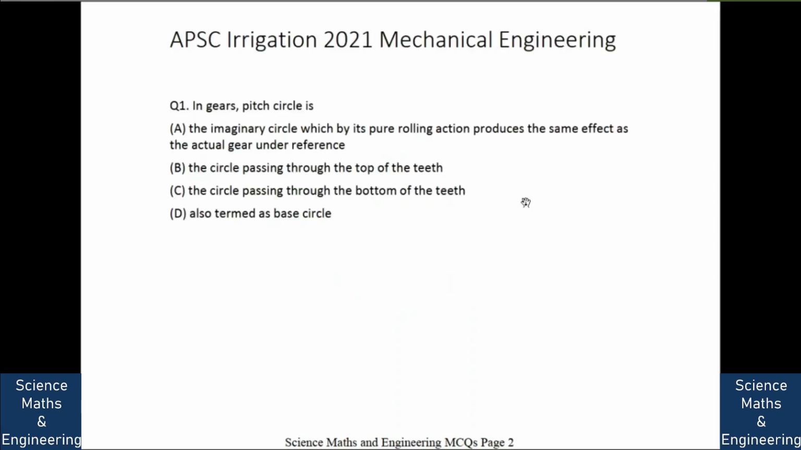In gears, pitch circle is: A. The imaginary circle which by its pure rolling action produces the same effect as the actual gear under reference. B. The circle passing through the top of the teeth. C. The circle passing through the bottom of the teeth. Or D. Also termed as base circle. So you can pause and think of the answer.